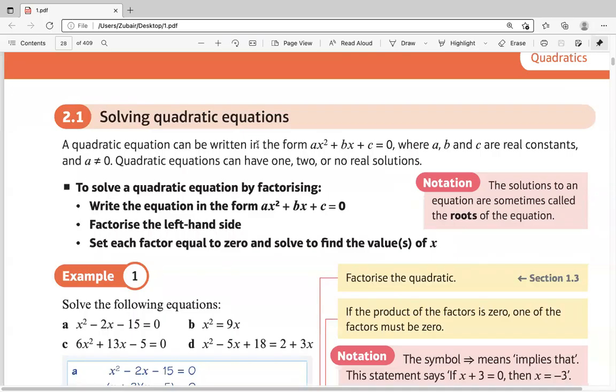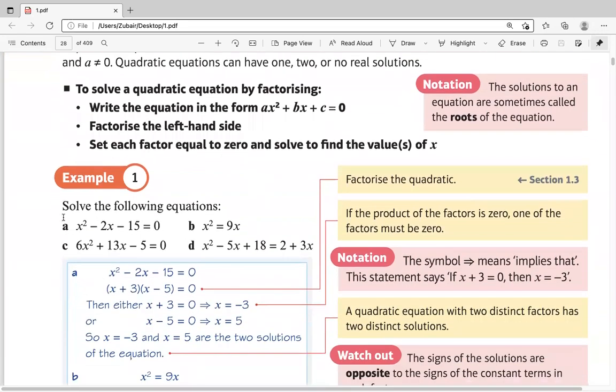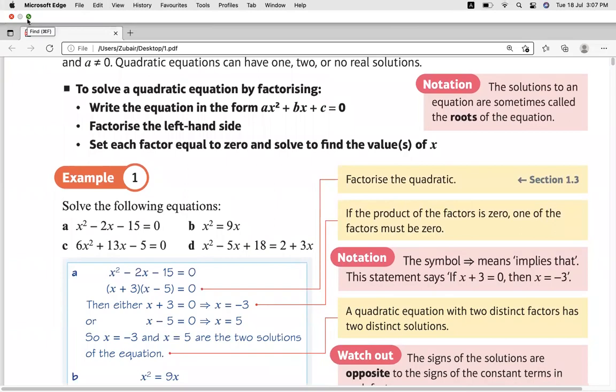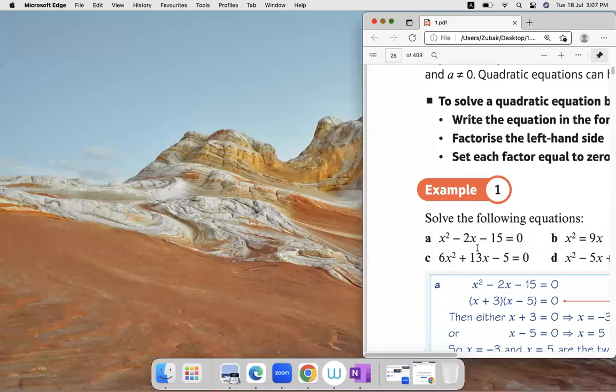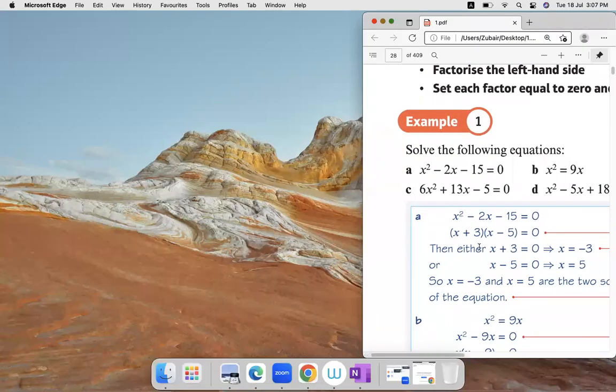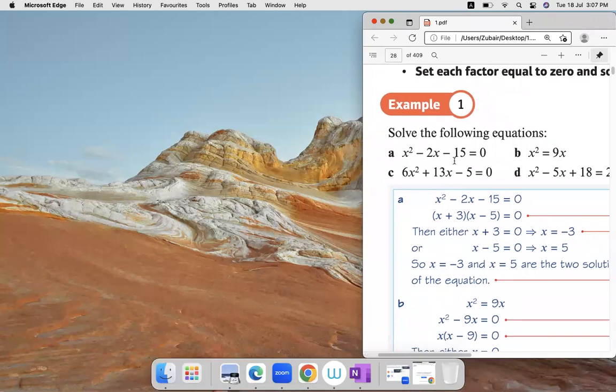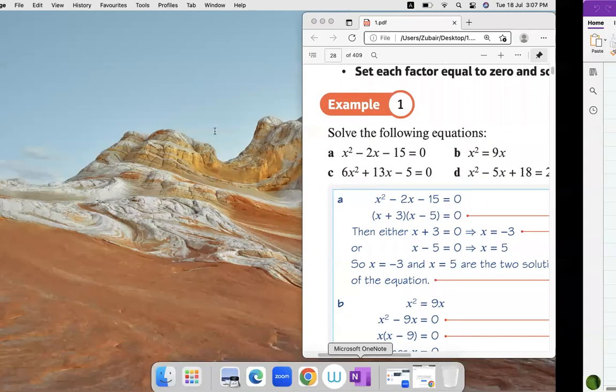So if you follow your book, these are a few examples of solving quadratic equations. It says solve the following equation, which is x square minus 2x minus 15 equals 0. There is no restriction according to this, so you are allowed to use any method. And this is the same case as you will face in exam. x square minus 2x minus 15. So let's do this.